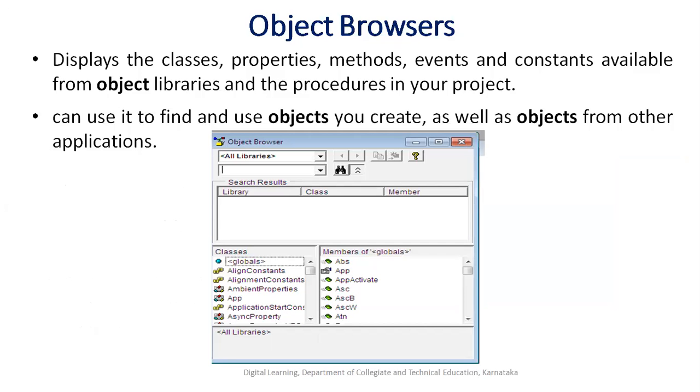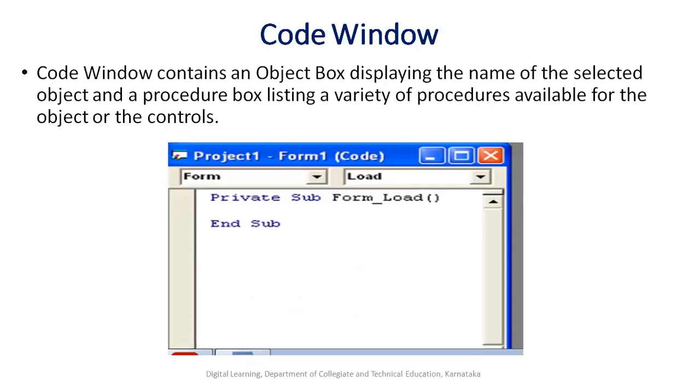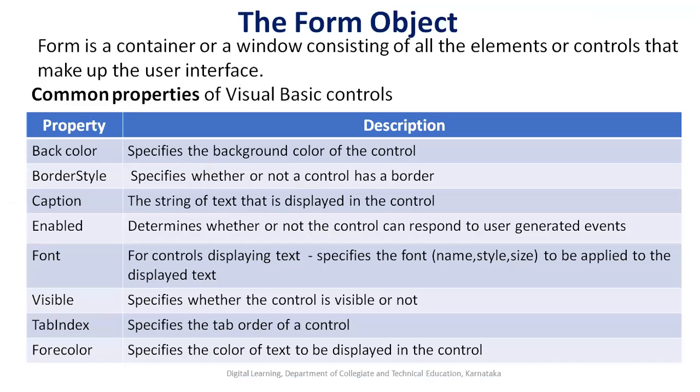Object browser. It displays the classes, properties, methods, events, and constants available from object libraries and the procedures in your project. You can use it to find and use objects you create as well as objects from other applications. Code window. Code window contains an object box displaying the name of the selected object and a procedure box listing a variety of procedures available for the object or the controls.